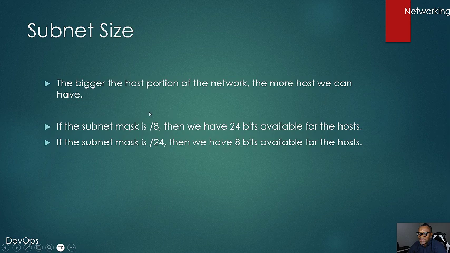And you know that if you are using /8 for the network, just subtract 8 from 32, because an IPv4 address is a 32-bit IP address, and you have 24 bits left for the host. If your subnet mask is /24, subtract 24 from 32, then the remaining is 8 bits. Just subtract your network size or your CIDR notation from 32, and the remaining bits are what will be used for the host portion.